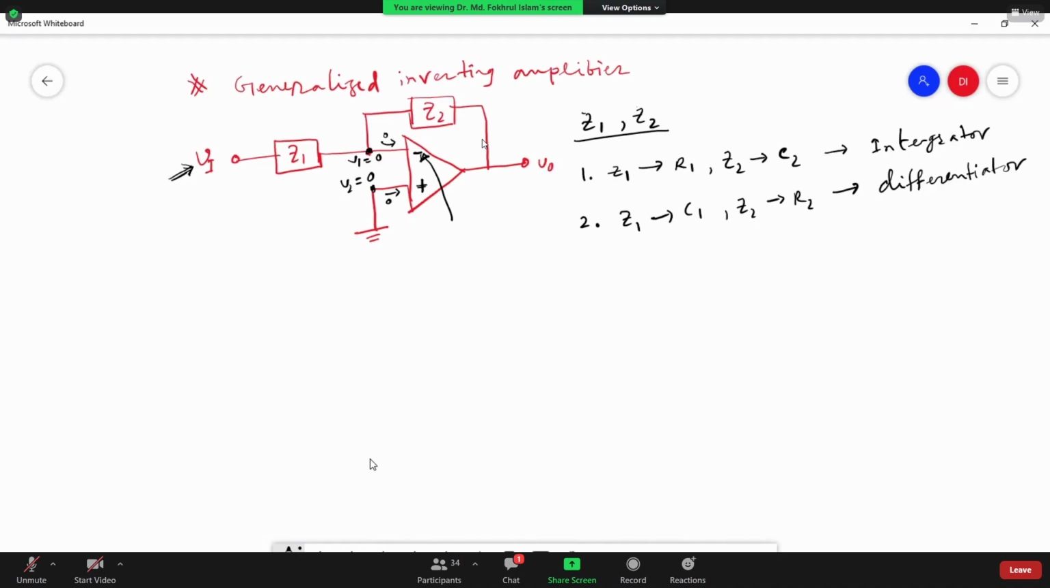And also number 3, if you replace Z1 by R1 and Z2 by diode D1, it will be a simple log amplifier.